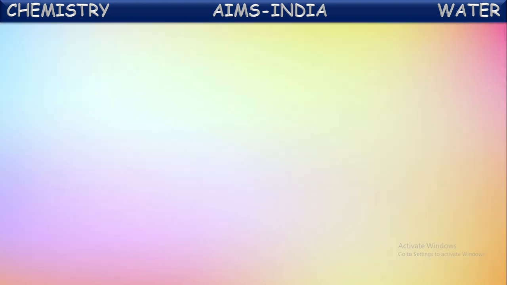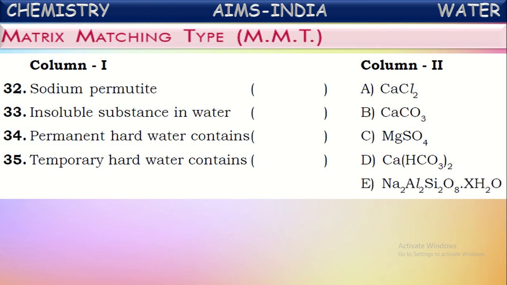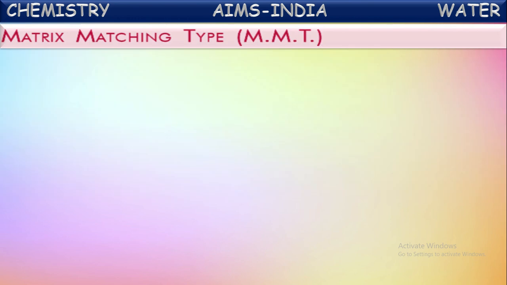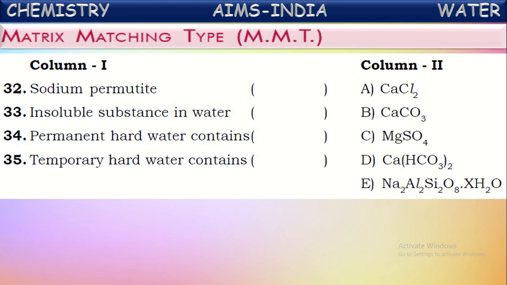Okay, next. The next question is a matrix matching type question. Here some chemical substances are mentioned in column 1 and their chemical formulas are given in column 2. Try to match these. Here we may get more than one correct matching. So let us observe carefully and match them.